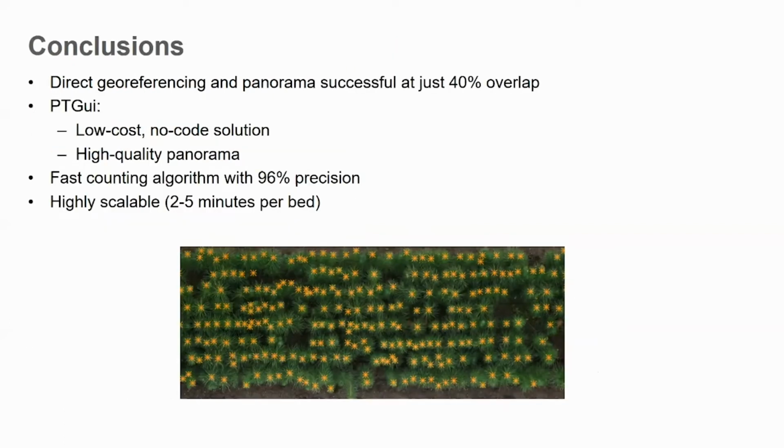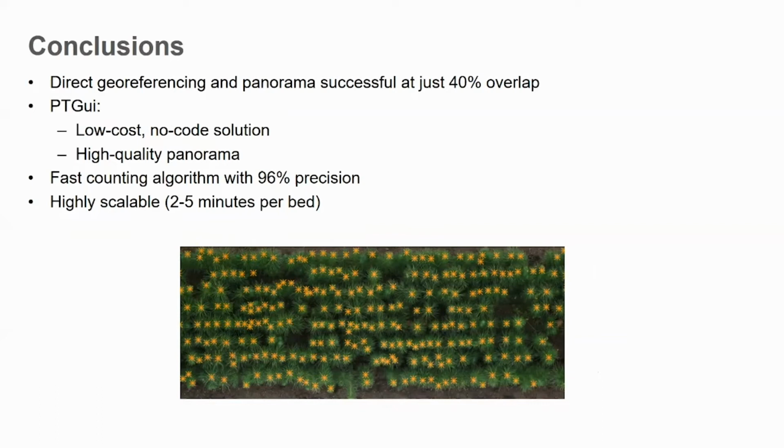Aside from the loss of the height trial, the overall conclusions from the study were very positive. We demonstrated 2 new methods for imaging long seedling beds using direct georeferencing and panorama generation. Importantly, both could achieve success using a single flight of the UAV with just 40% image overlap.